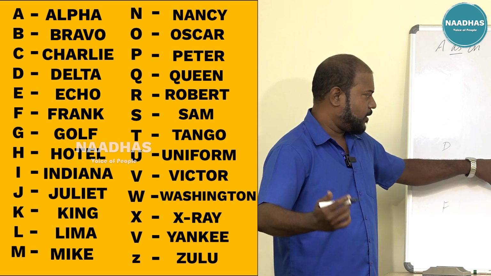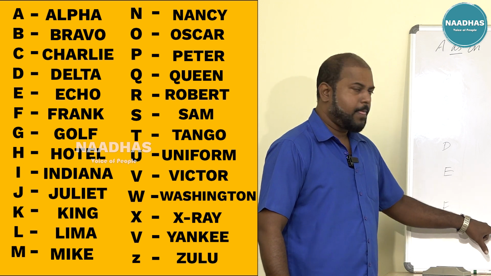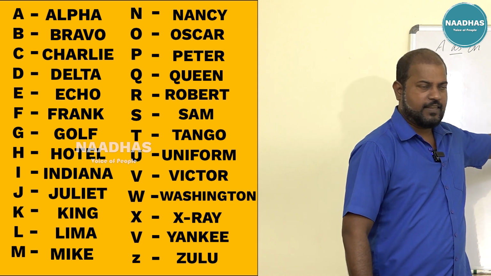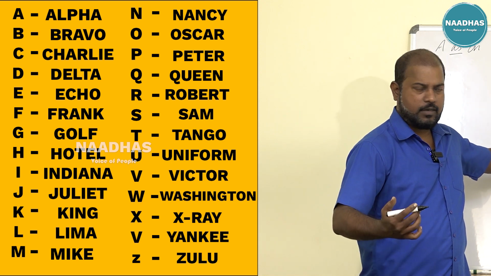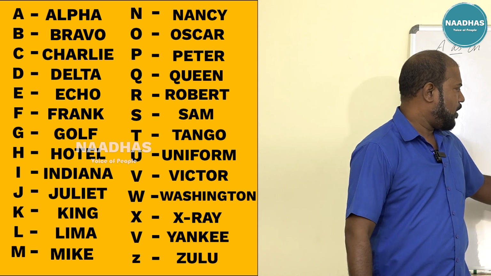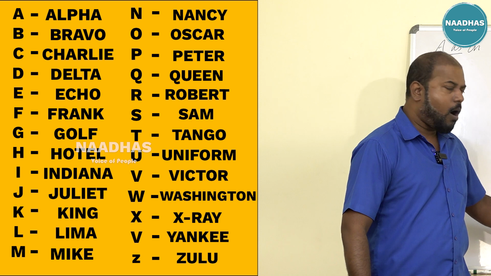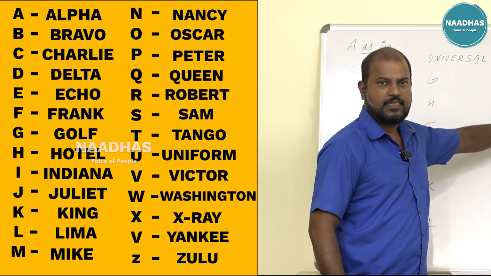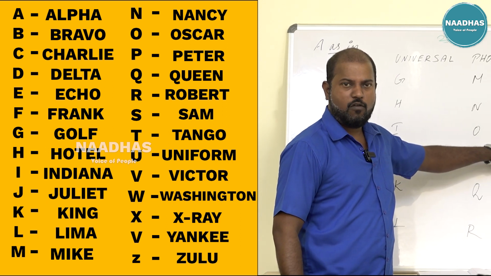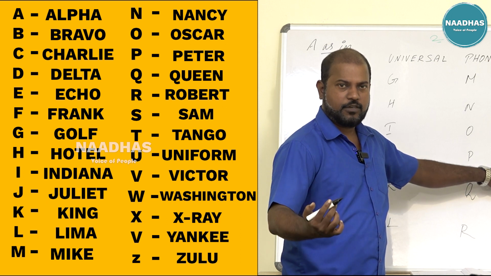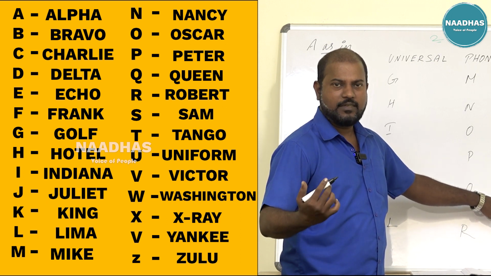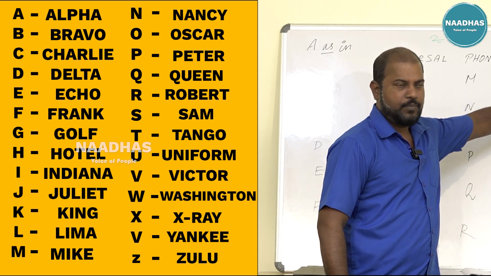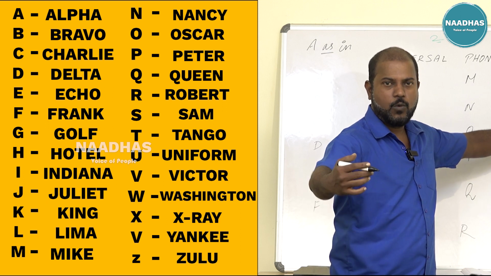J as in Juliet, K as in King, L as in Lima, M as in Mike, N as in Nancy, O as in Oscar, P as in Peter, Q as in Queen, R as in Robert, S as in Sam, T as in Tango, U as in Uniform, V as in Victor, W as in Washington, X as in X-ray, Y as in Yankee, and Z as in Zulu.